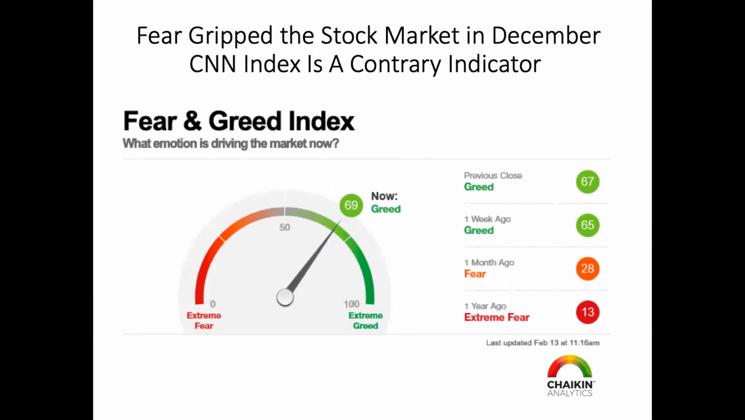CNN has a sentiment indicator they call the Fear and Greed Index. It's a contrary indicator. A month ago, it was in deep fear territory. A year ago, in February of 2018, as the market was making a W bottom, extreme fear. Now we've rallied up toward greed. That's not bearish. It's an indication that panic is over. So if fear gripped the market, what do we want to do here?